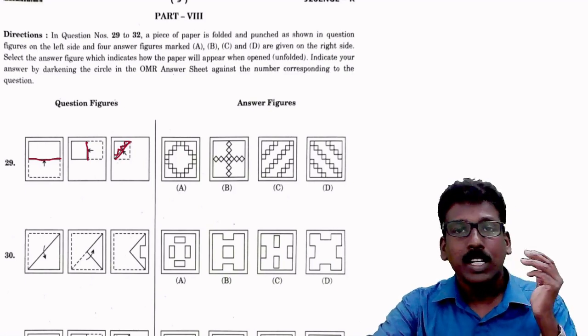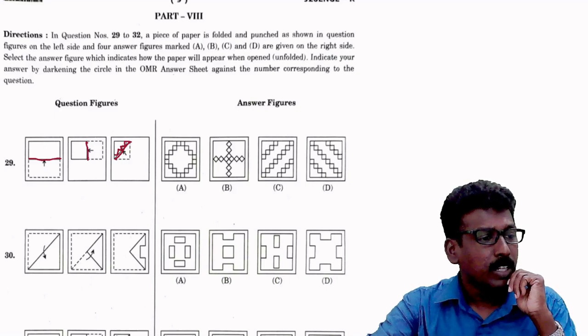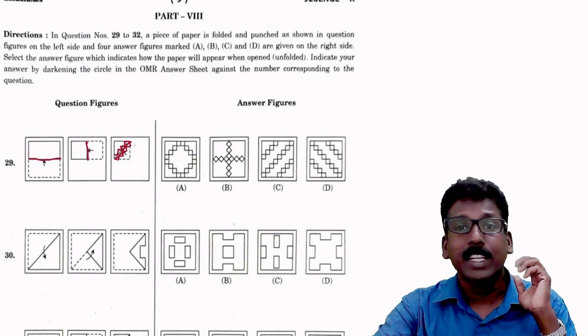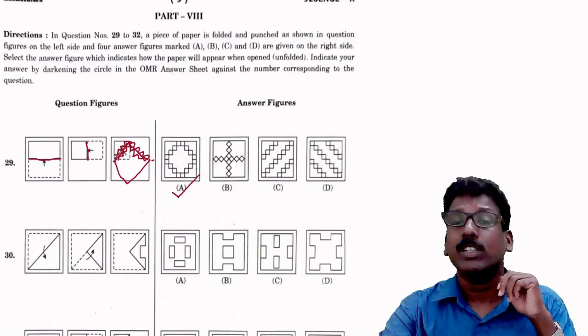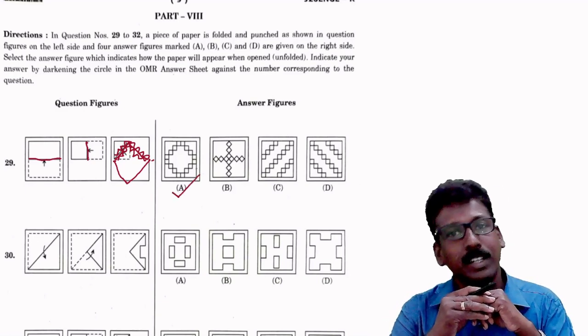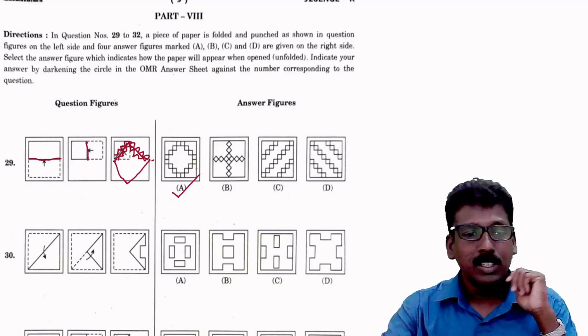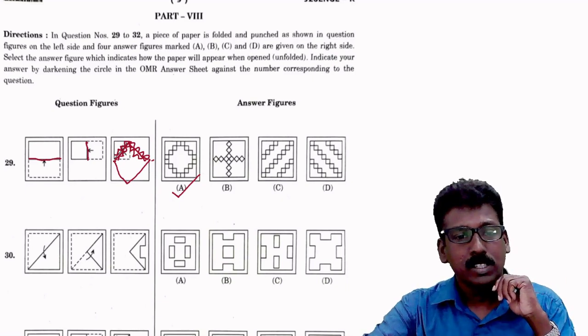Cut out that one. Now when unfolding, what will you get? You will get a figure in this way here. Again unfolding, how will you get? Yes, here in this way you will get it. Now here in this way and this way. So answer figure A will be the correct answer. Similarly, look at the other questions.